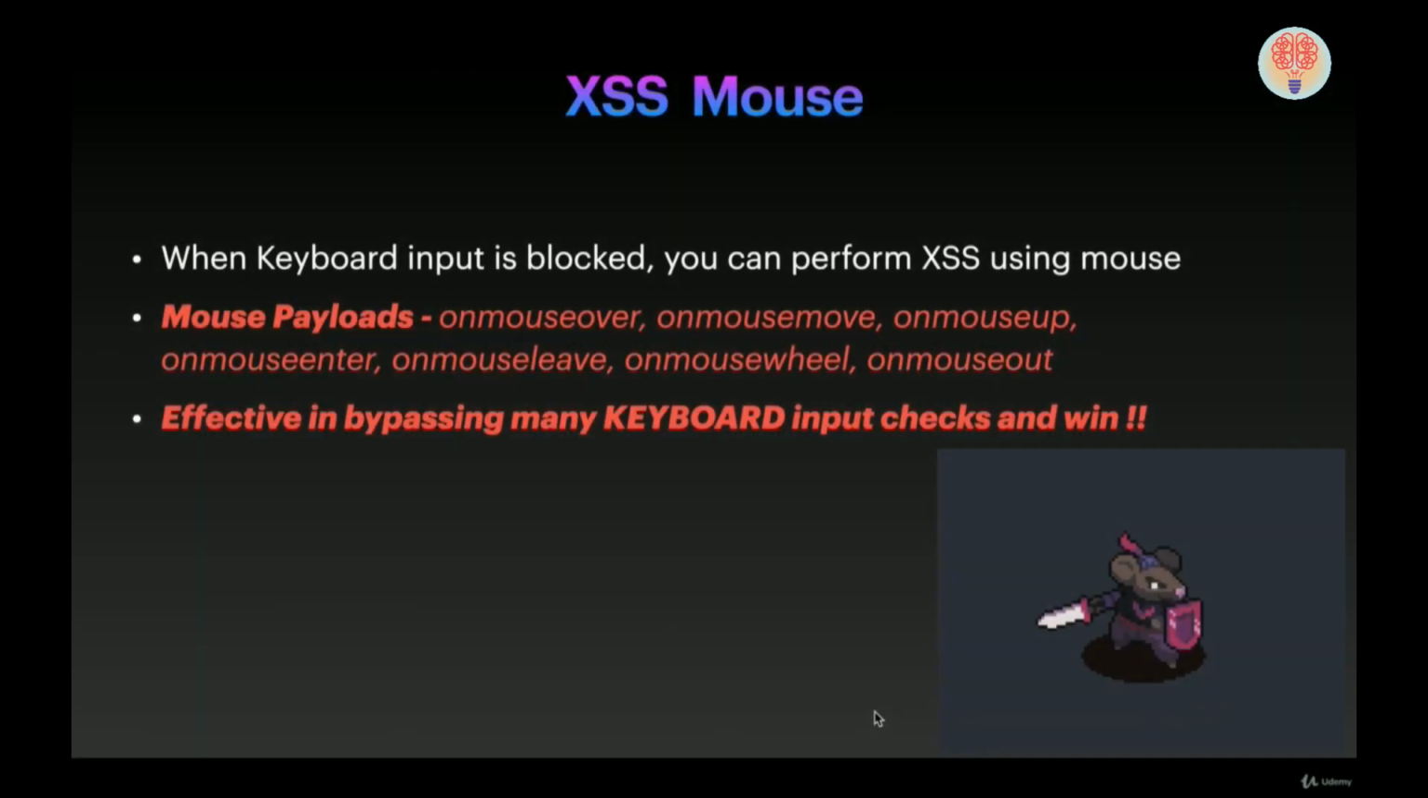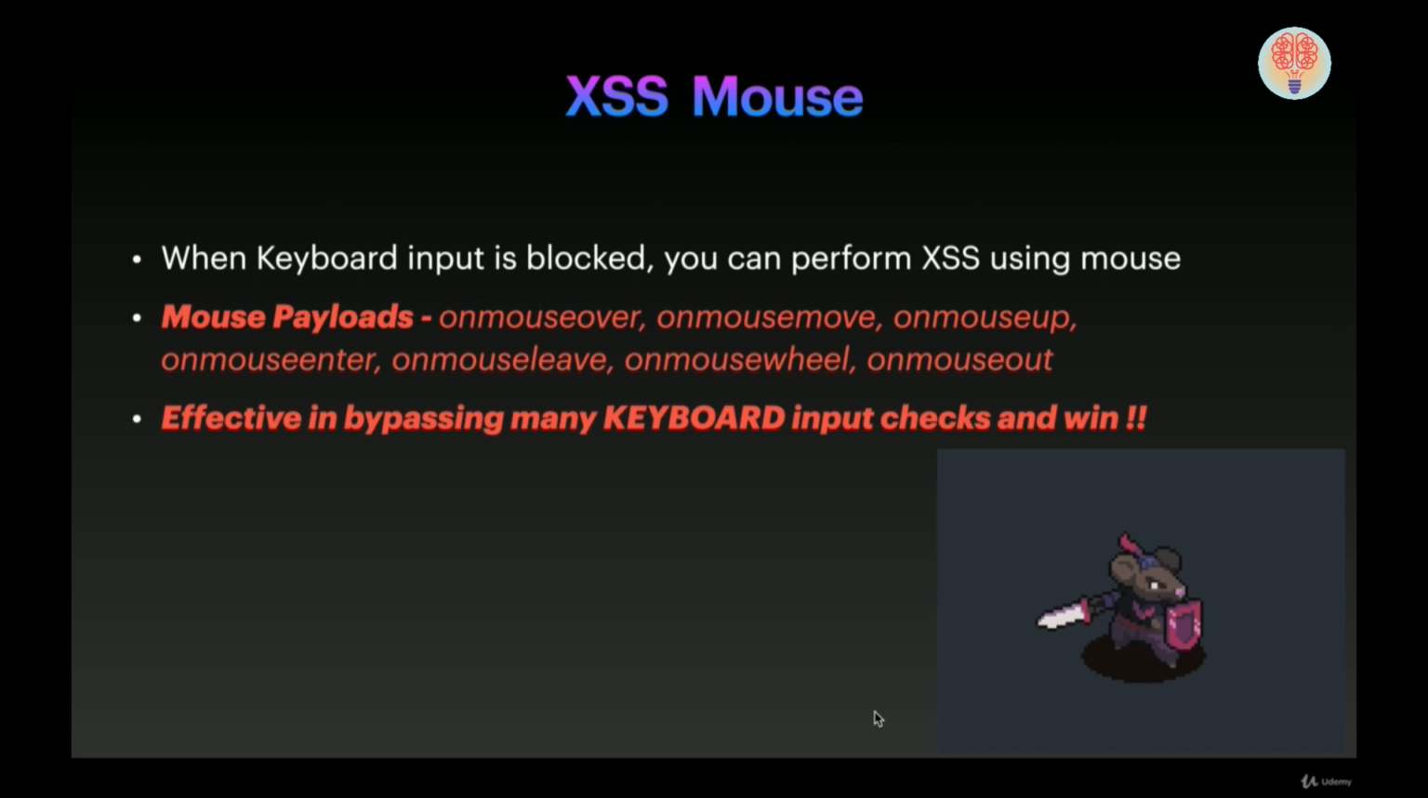So till now we saw how we were able to achieve XSS by giving characters through keyboard input. What if keyboard input is blocked? You can still perform XSS using mouse input. There are a variety of mouse payloads that you can use, for example onmouseover, onmousemove, onmouseup, onmouseenter, onmouseleave, onmousewheel, and onmouseout.